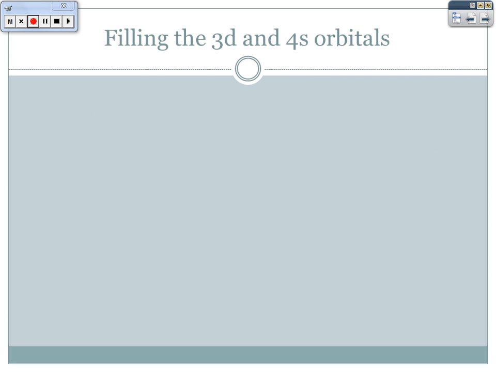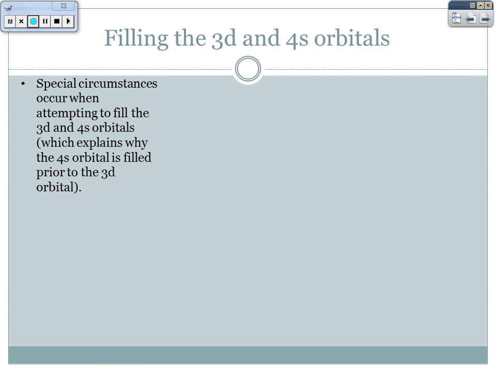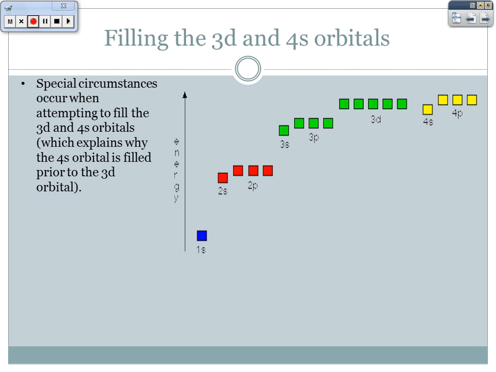Now, the 3d and 4s orbitals can sometimes be tricky. Some special circumstances occur when we're trying to fill them, and it sometimes explains why the 4s orbital is filled prior to the 3d orbital. So if you've got energy increasing like here, and we start out at the 1s orbital, then we go to the 2s, and the 2p is slightly higher than that, then the 3s, which is higher than the 2p, the 3p is higher than the 3s, and then you have 3d. But if you look over here at 4s, it's actually slightly lower in energy than 3d, which is then slightly lower in energy than 4p, which is why it goes that way.